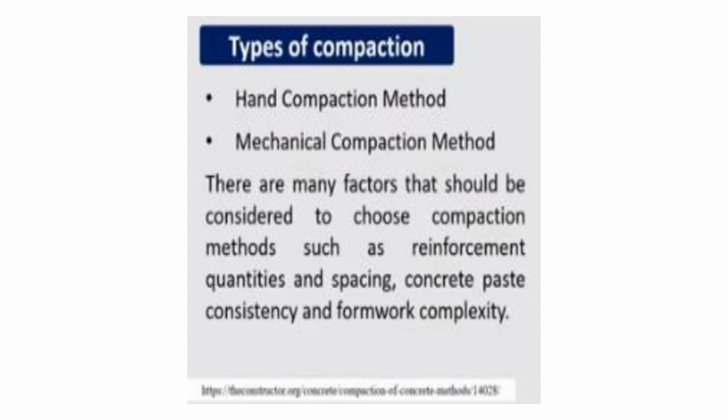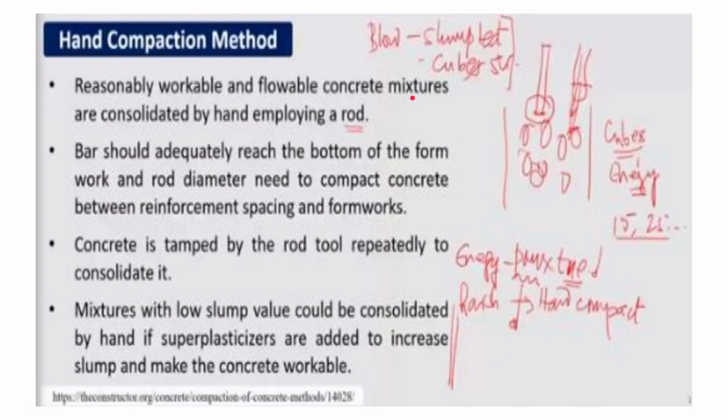So there are many factors that should be considered to choose compaction methods, such as reinforcement quantities, spacing, concrete paste consistency, and formwork complexity, okay. So in the case of the hand compaction method, reasonably workable and flowable concrete mixtures are consolidated by hand employing a rod, okay. The rod should adequately reach the bottom of the formwork, and the rod diameter needs to suit compacting concrete between reinforcement spacing and formworks. Okay. Concrete is tamped by the rod tool repeatedly to consolidate it. Mixtures with low slump value could be consolidated by hand if superplasticizers are added to increase slump and make the concrete workable, okay.